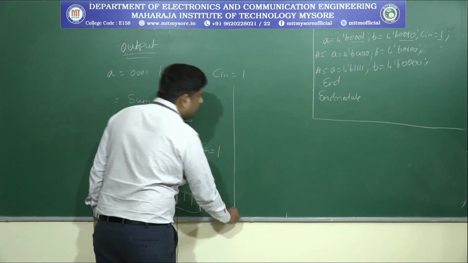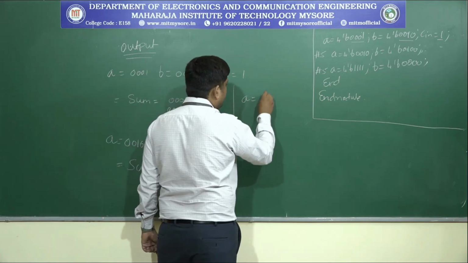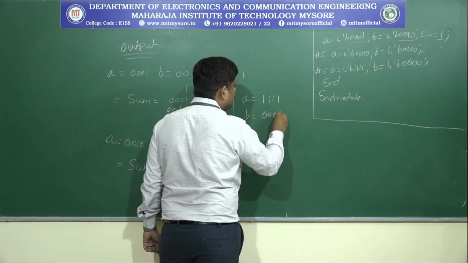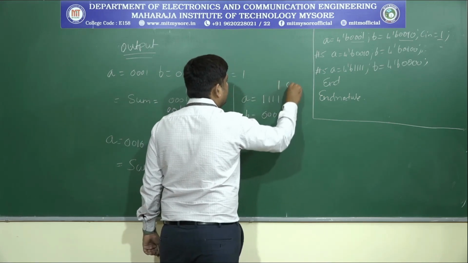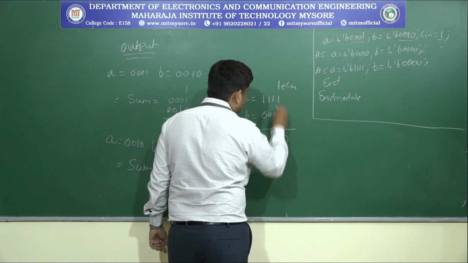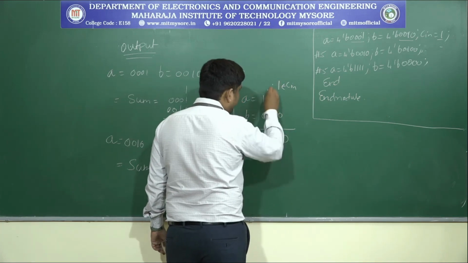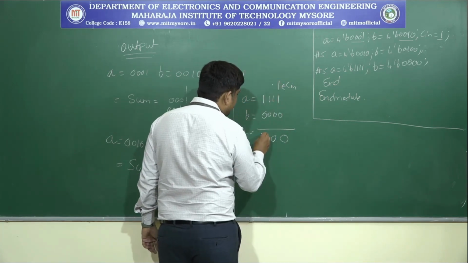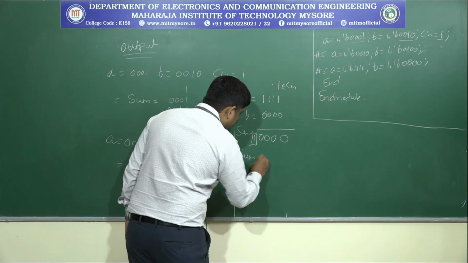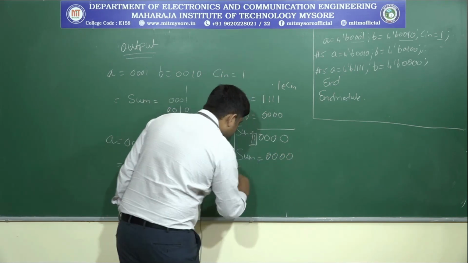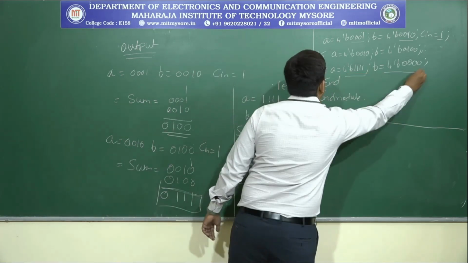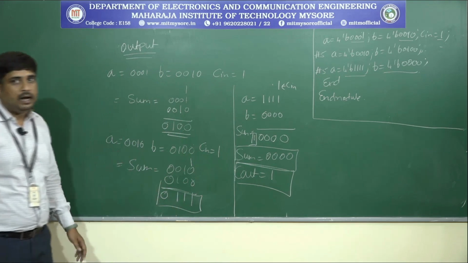So go with the third operation, that is A is equal to 1111, then B is equal to 0000, then carry in is 1. Then sum can be written as: 1 plus 1 is 0, carry is generated, again 0 with carry generated, again 0 with carry generated, 0, then 1. Okay, then sum is equal to 0000, then Cout is equal to 1. That is the result with respect to this data. So this is a 4-bit adder circuit.